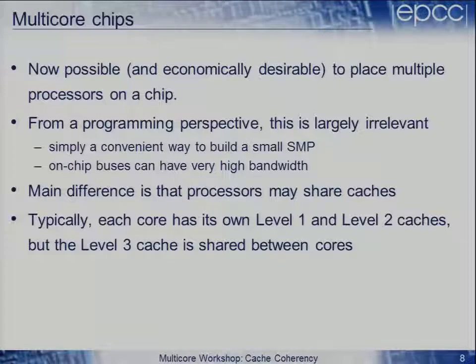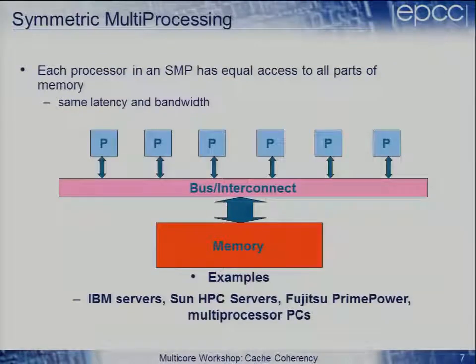So from a programmer's view, this is not relevant. There's no difference between programming, in principle, an old-fashioned symmetric SMP machine versus a modern multi-core processor. It just means that all the speeds are quicker, the latencies are lower, and the bandwidths are higher. But as a programming model, it's been around for a long time. So OpenMP was around a long time ago for SMP processors, before there was any such thing as a multi-core chip.